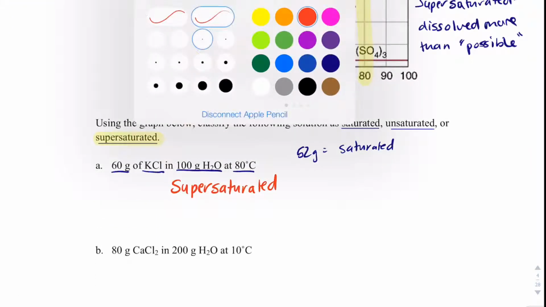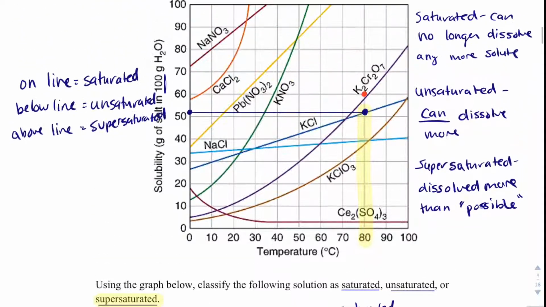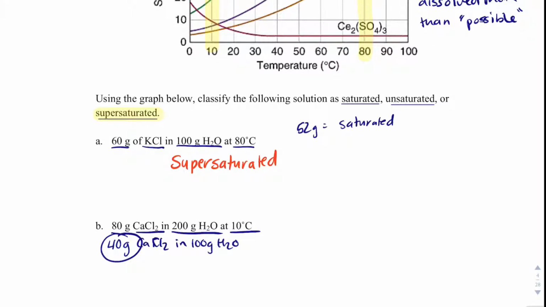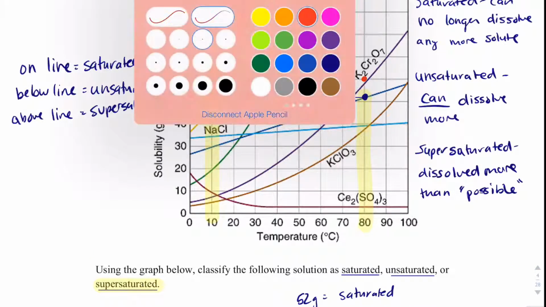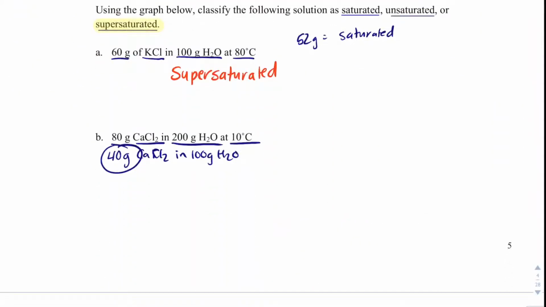Now what if we have 80 grams of calcium chloride and 200 grams of water, which would be like 40 grams of calcium chloride and 100 grams of water, and we're at 10 degrees Celsius, so we'll need to find calcium chloride. Here is 10 degrees Celsius, and that looks to be about maybe 63 grams. So since we're at 40 grams, we're underneath this line, which means we're actually unsaturated.